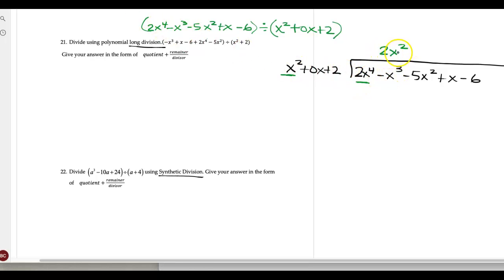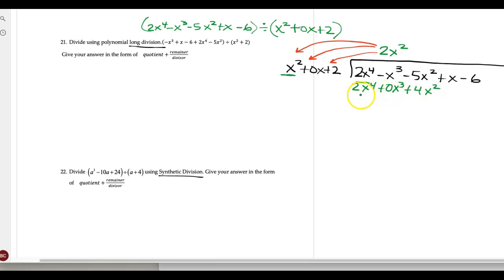All right, and then I need to multiply this. I'm distributing this through, so I'm multiplying this by all 3 of these terms. And this is usually where people make a mistake. That's why I'm writing these arrows here. So 2x squared times x squared is going to give me 2x to the 4th. Then 2x squared times 0x is going to give me 0x to the 3rd. 0 times anything is just 0, and then x times x squared is x to the 3rd. Now do this again. 2x squared times 2 is positive 4x squared.